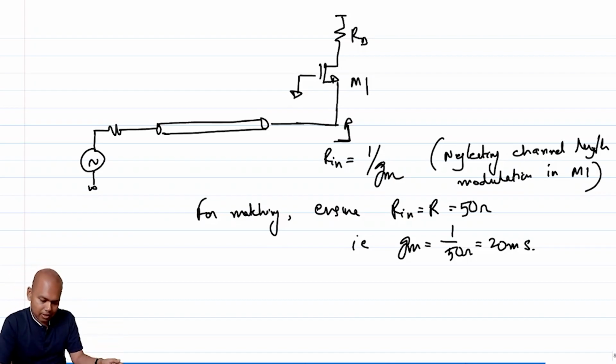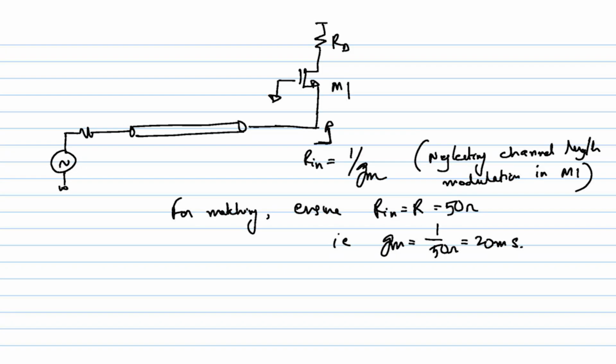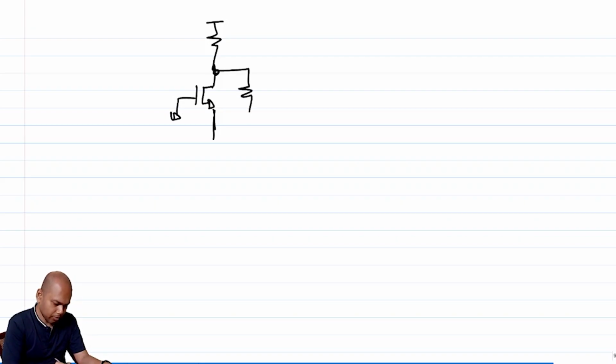But just like anything else, neglecting channel length modulation is probably not always an acceptable solution. But if I neglect channel length modulation, this is what we are going to get. If I do not neglect channel length modulation, then what happens? So as it turns out, I'll just sketch this part now. In the presence of channel length modulation, that is, I have a GDS, right?